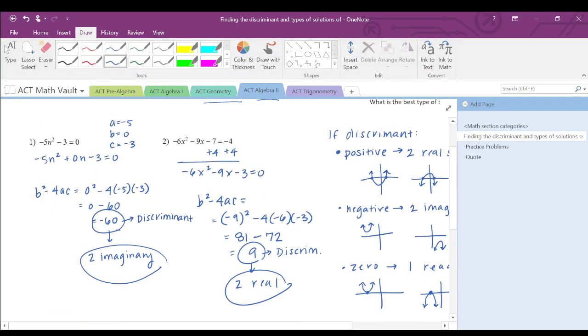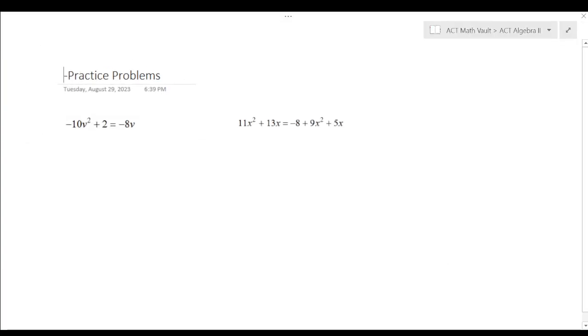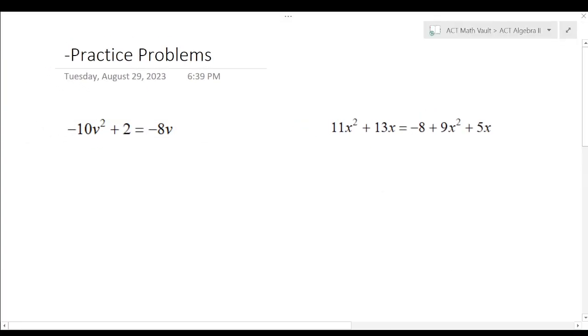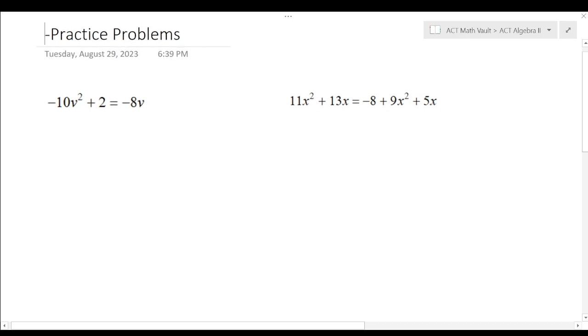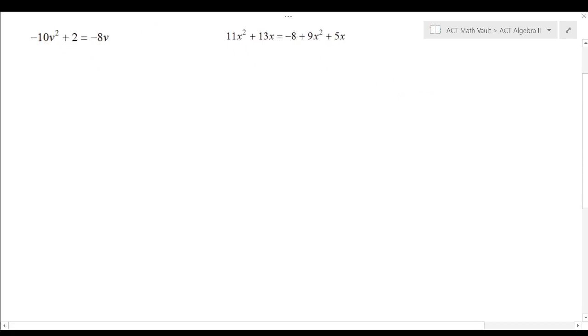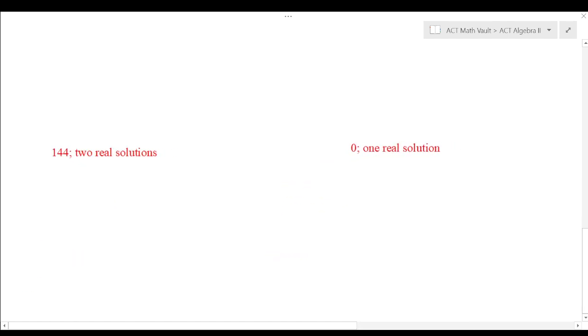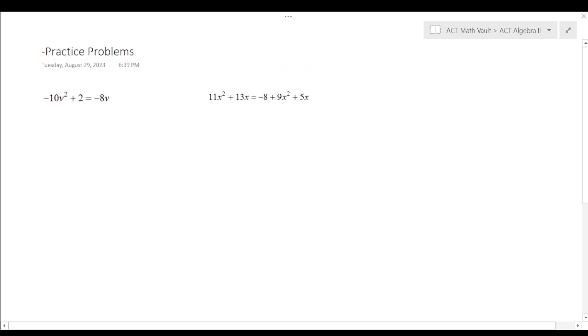Now let's give you some problems to try. These are very similar, and why don't you pause the video so that you can try them, and I will reveal the answers in a minute. Okay, here they are. So first one would give you 144. Because that's positive, it's 2 real solutions. And then the second one being 0 would give you only one real solution. Nothing's negative, so we don't have anything imaginary with those 2.